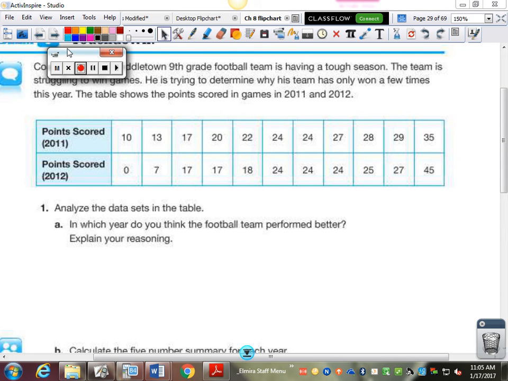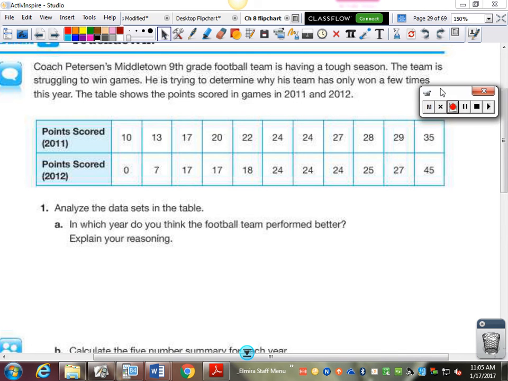Hi guys. Alright, in 8.2 we were looking at whether the mean or the median was the best representation of the data, or the best predictor of the data. Now we're going to take it a step further.